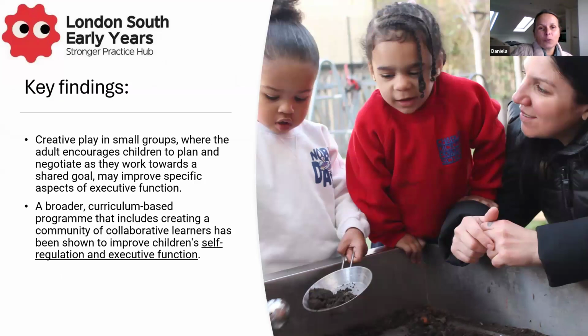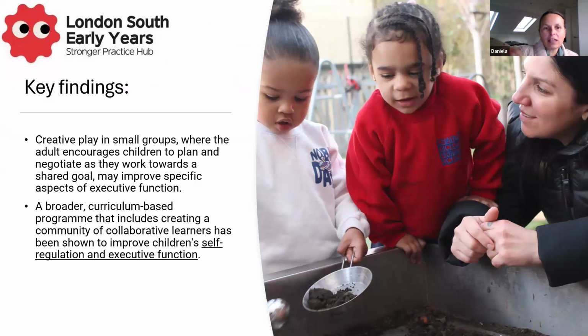The key findings were that in creative play and in small groups where the adult encourages the children to plan and negotiate, they work towards a shared goal. That's the key, that they're working towards a shared goal. And the adult being involved in the play can remind the children of what that shared goal is.